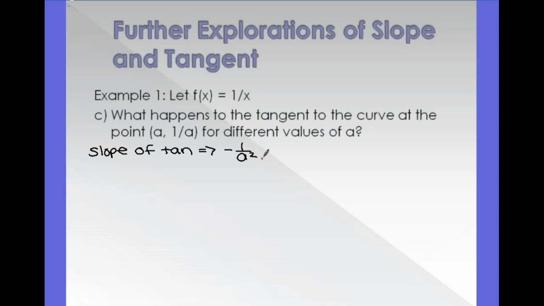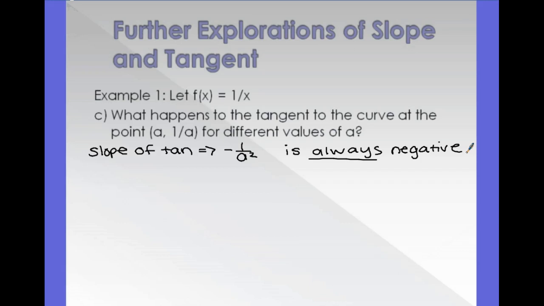So the first thing I see when I look at that is that the slope of the tangent is always negative. There is no way for the slope of the tangent to be positive. A squared is always positive, so a negative over something positive is always negative. So the slope of the tangent is always negative.